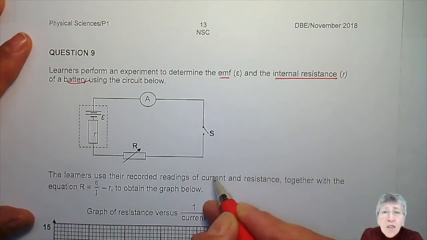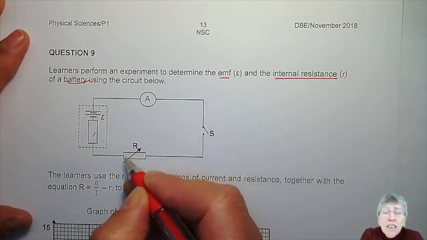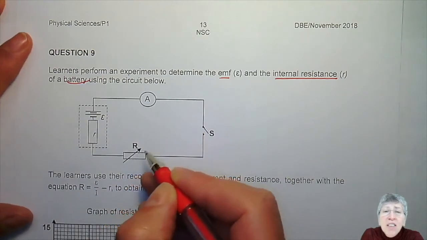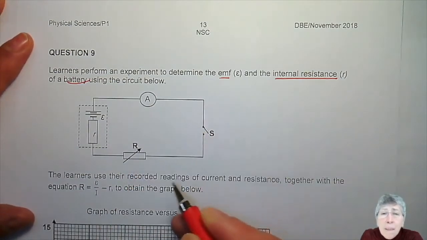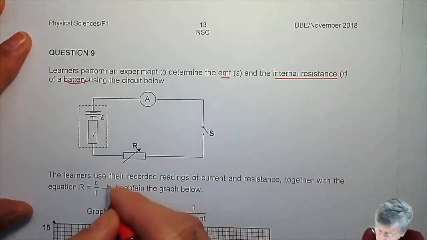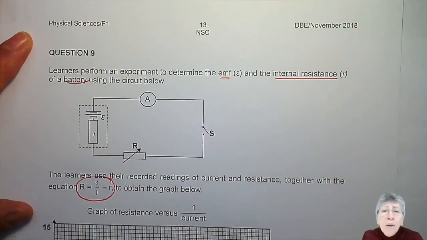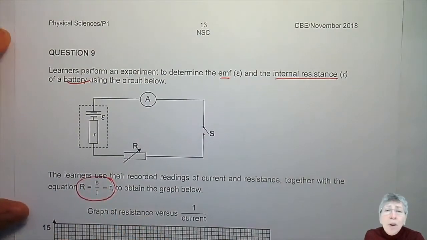Now they tell you the learners use the recorded readings of current and resistance. Why does the current change? Because they've got a rheostat in there. The rheostat is going to change the resistance, and that will change the current. And now they use the readings of current and resistance together with an equation given like that to obtain the graph below. Now, where does that one come from?